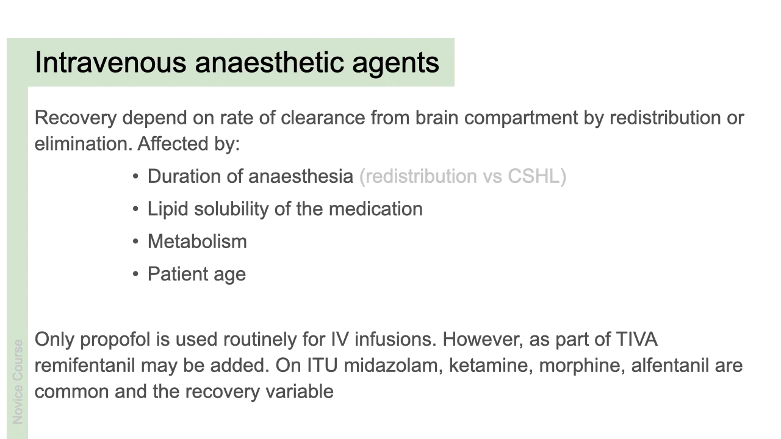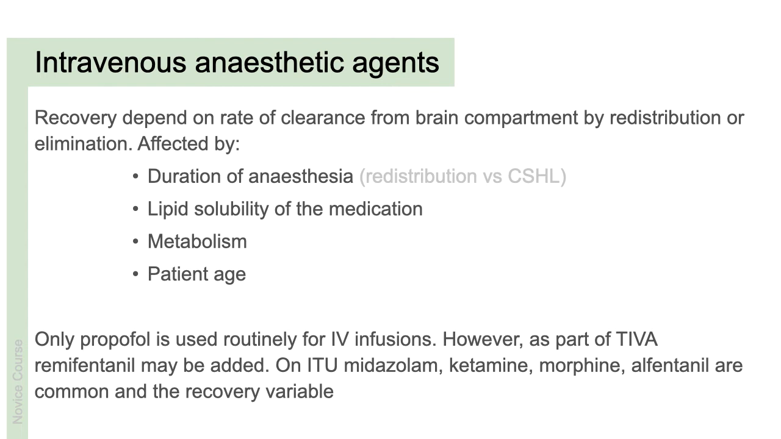So redistribution is where you've given an intravenous dose of an intravenous hypnotic. So let's say propofol. The propofol will go into the vein. It will go in one arm-brain circulation to the brain, where it'll be taken up and it will exert its effect. Then the propofol will start to distribute itself to other tissue organs based on the lipid solubility and the vascularity of those organs.